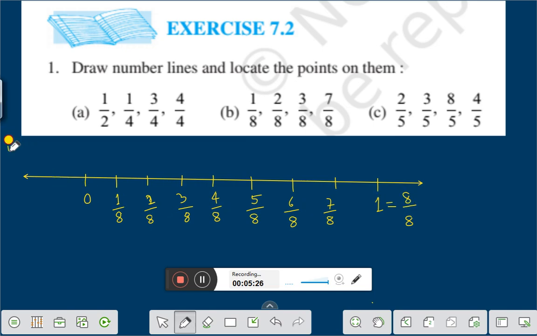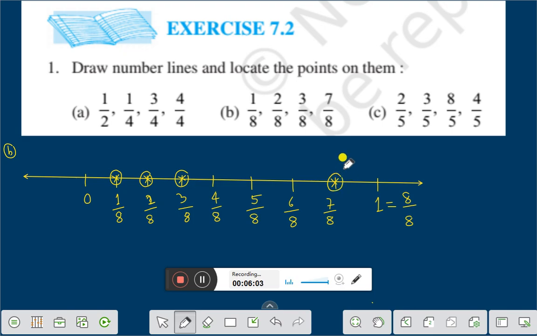Now we represent the numbers. Question number B. 1 by 8, here you see this is 1 by 8. Represent this point. This is 1 by 8. Right? And this is 2 by 8. 2 parts out of 8 parts. Right? And 3 by 8. This point is 3 by 8. 3 parts out of 8 parts, right? 7 by 8, this point is 7 by 8, means 7 parts out of 8 parts.